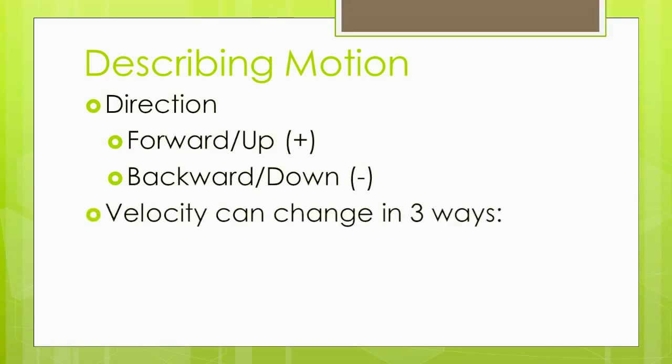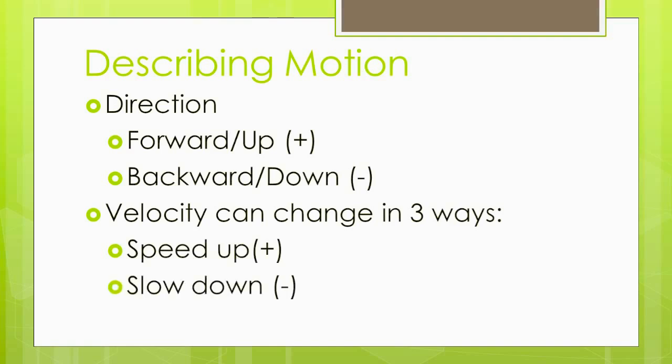Velocity can change in different ways. So there's 3 different types of acceleration that we can deal with. We can have an object speed up, we can have an object slow down, or we can have an object change directions. To highlight that concept, let's imagine a baseball.